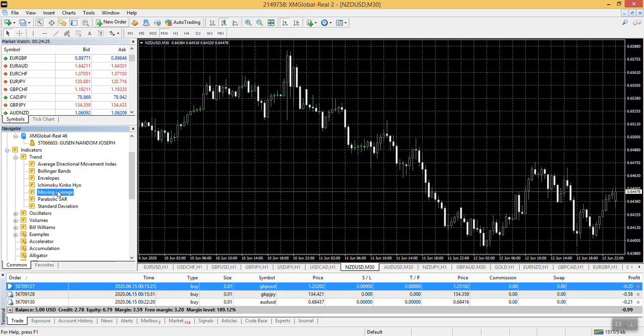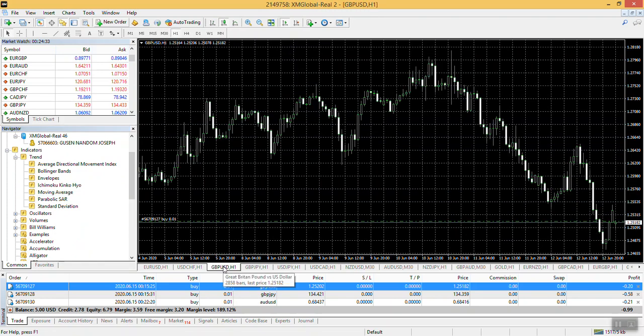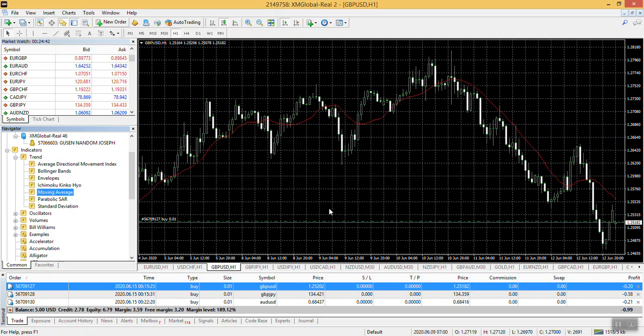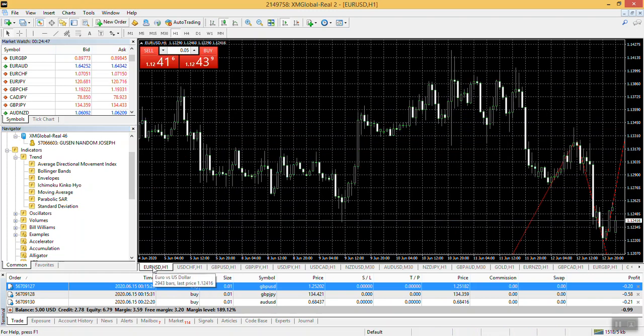Now this is the moving average. It is a trend indicator, so let's bring it into our chart. This is GBP USD. Let's bring in the moving average. You drag this and bring it into the moving average, and then you click OK. Now you can see it comes with a red line. Can you see the red line? Let's also bring it into Euro USD. In the first video I put in this trend line, so let me close them.